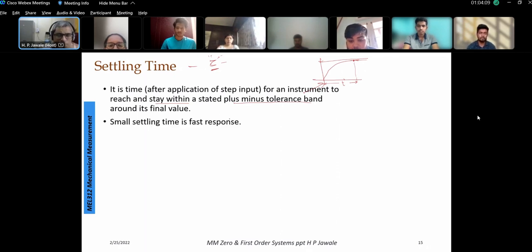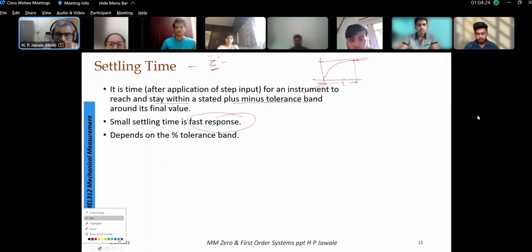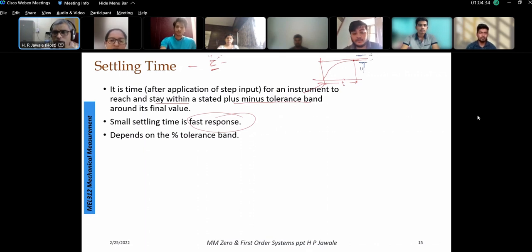So a small settling time is the indication that it is quick in giving response. It depends on the percent of the tolerance band. Now, if I allow the tolerance band to be varied, say from this to this, if I take a 10% value, somebody else can take 5% or 2% and so on. This is your expectation, that it should settle within 10% of the value, or 5% of the value, or 2% of the value and so on. So settling time is related to the tolerance band.